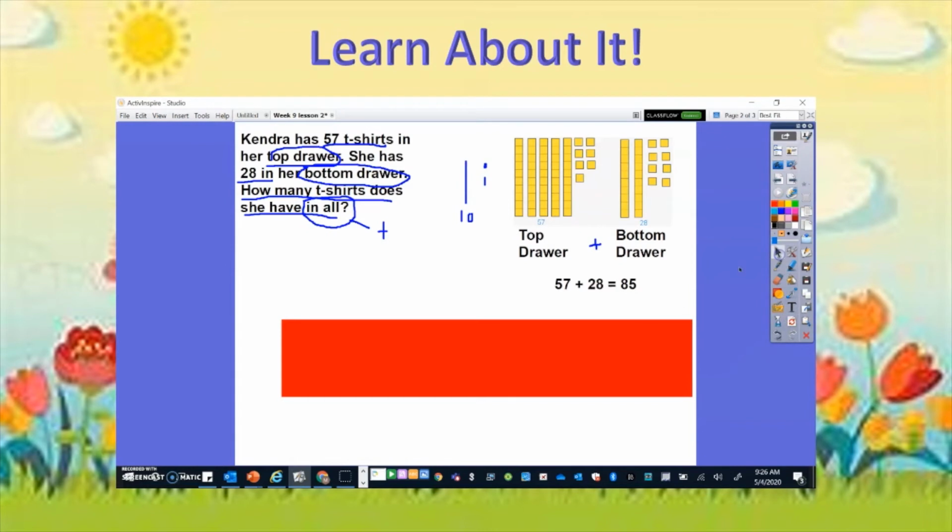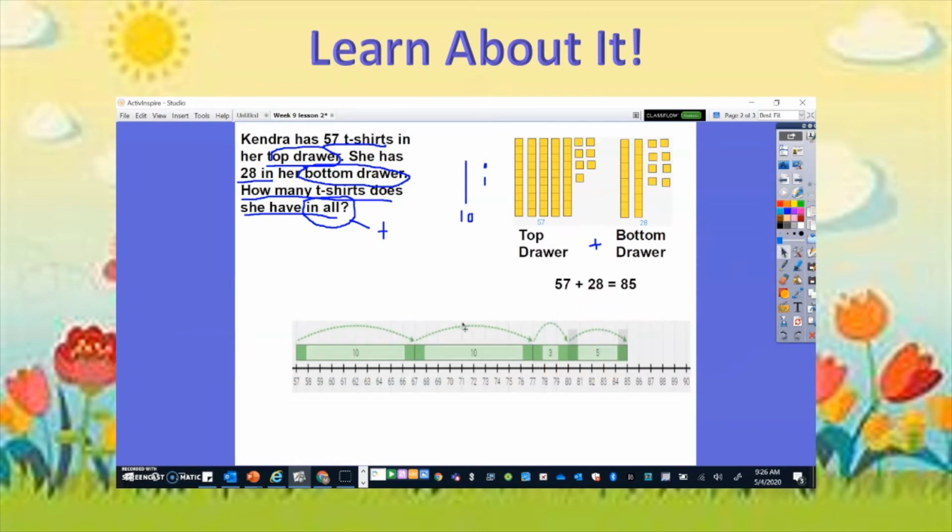So let's take a look at another strategy we can use. We can use a number line. And we know that we're going to start with our number here, 57. That's the first number that we have. Could you start with 28? Sure you can. But I started here with 57. So what am I going to add to 57? I'm going to add 28.